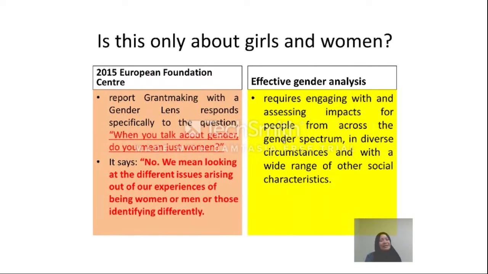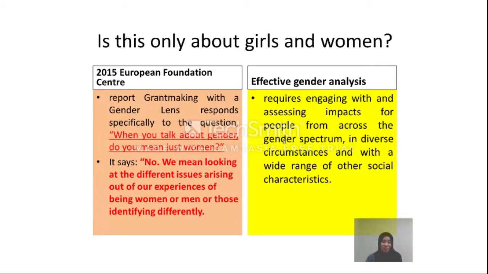Now, is this only about girls and women? This is the first question that I have raised earlier. In 2015, the European Foundation Center reported that grant making with a gender lens responds specifically to the question, when you talk about gender, do you mean just women?